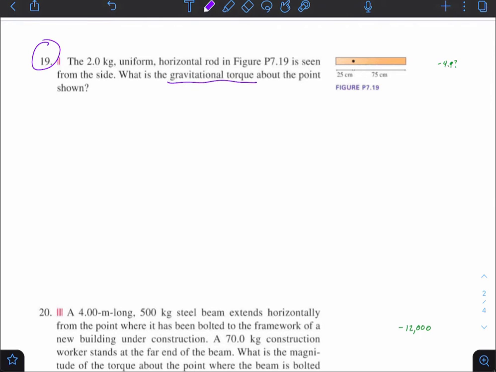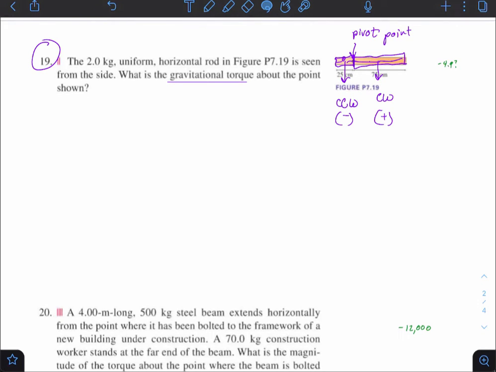19, we have a 2 kilogram uniform horizontal rod from the side. What is the gravitational torque about the point shown? So that means that this is our pivot point. And you can approach this 2 different ways. Number one, you can break this up into 2 rods and say, okay, well, this rod's being pulled down this way, and this rod's being pulled down at its center of mass, which would be half of 75, and this one would be at 12.5 centimeters from the pivot point. This one would be trying to rotate it counterclockwise, which would be negative, and this one would be trying to rotate it clockwise, which would be positive.